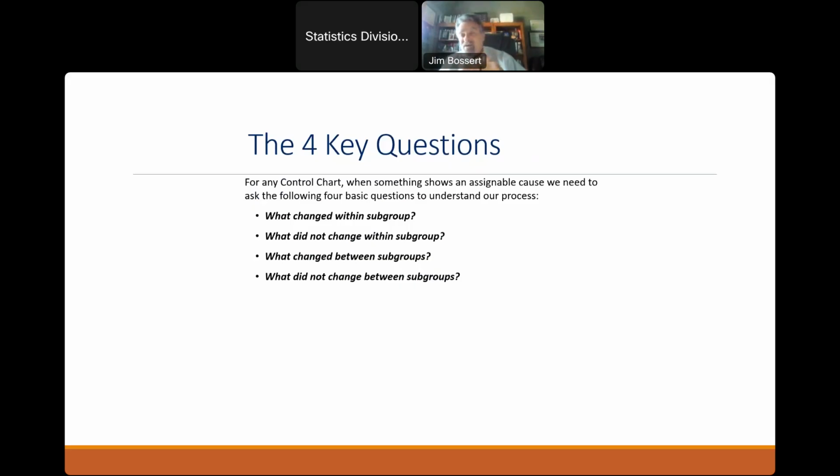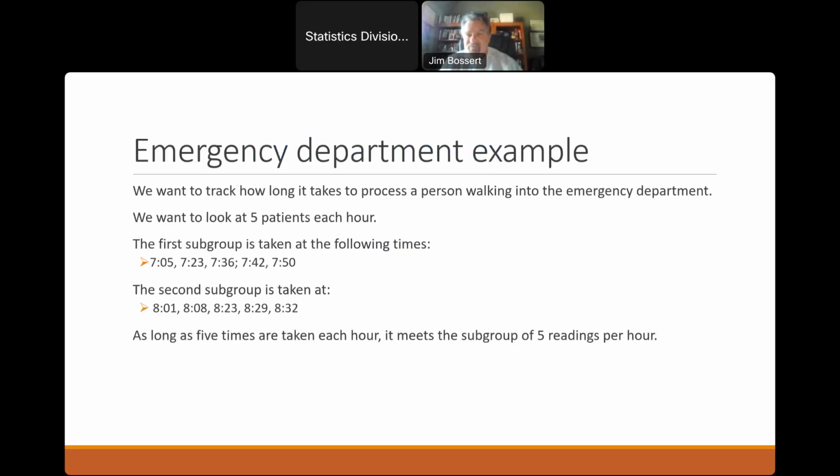The same thing with the mean. When we start looking at the means, what changed between subgroups? What was going on versus what did not change? These are the 4 fundamental questions you ask with any control chart. It gives you a sense of what's going on. I've got a bunch of examples I'm going to go through and just give you a sense of what's happening and what isn't.